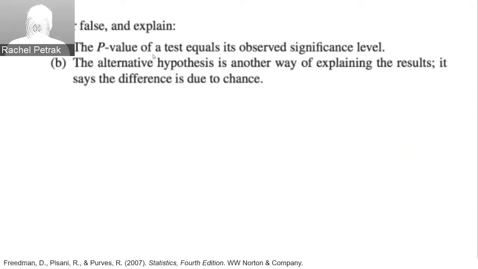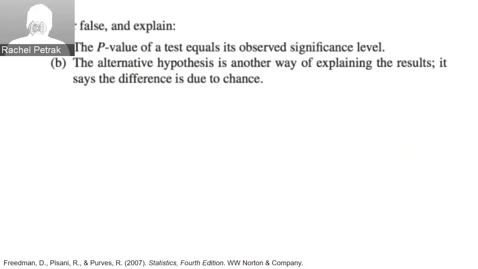Our first problem is true-false. The p-value of a test equals its observed significance level. What do you think? The observed significance level is the same as the p-value, and so this is true. The p-value of the test is the exact probability of the result.